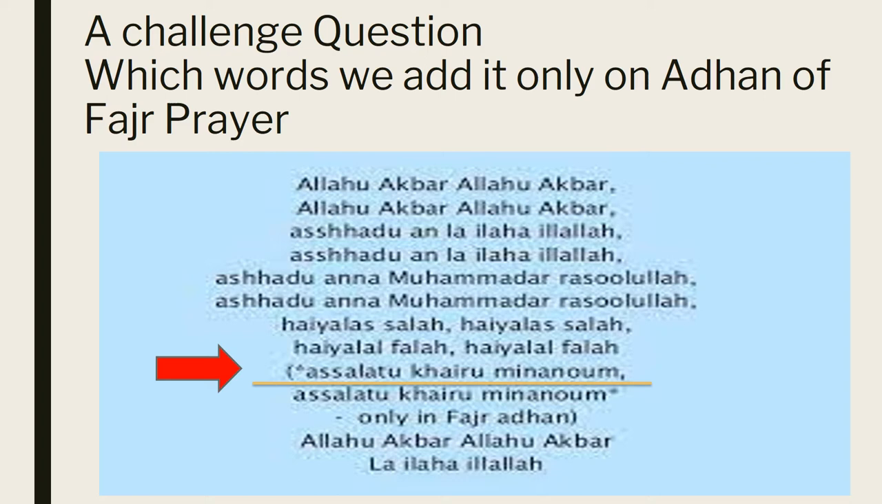Here is a challenge question. Which words are added only in the Adhan of Fajr prayer? Do you know? Think. Yes, we add it only in the Adhan of Fajr prayer. These words are As-salatu khayrun min an-nawm. After Hayya ala al-falah, we should say As-salatu khayrun min an-nawm. The muazzin should say these words after saying Hayya ala al-falah, and this is only on Fajr prayer.